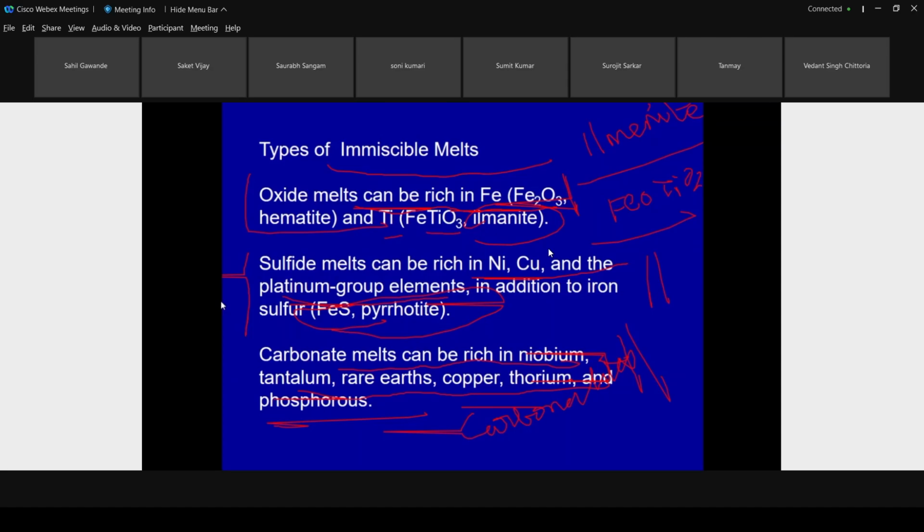Very good, very good. Fantastic. I am very happy. Kanish, let me write down your name. Kanish, K-A-N-I-S-H-K. Very good. Can you tell me a place where this carbonatite occurs in India?